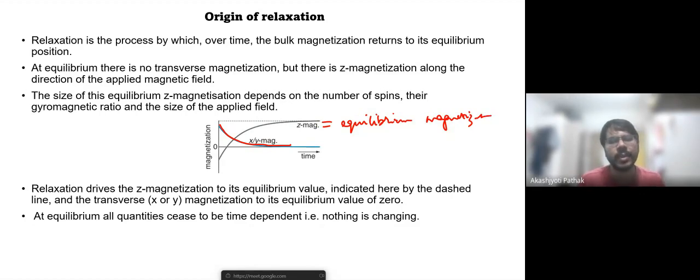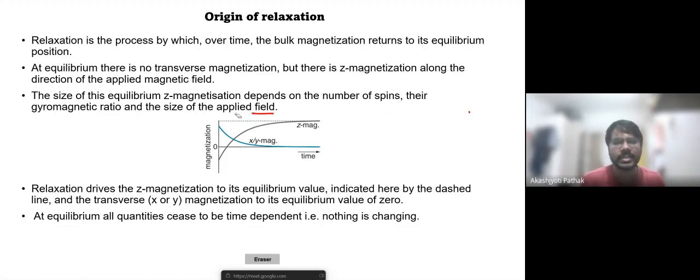So the size of the equilibrium Z magnetization depends on the number of spins, their gyromagnetic ratio, and the size of the applied field. So that is what is shown here. Relaxation drives the Z magnetization to its equilibrium value. So that is what relaxation is. It is driving the Z magnetization to its equilibrium value.